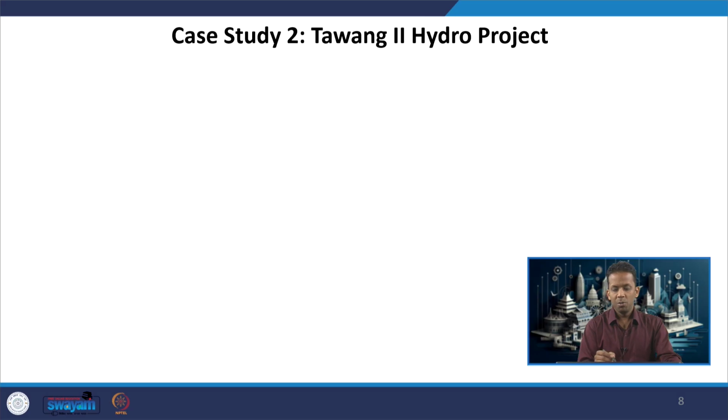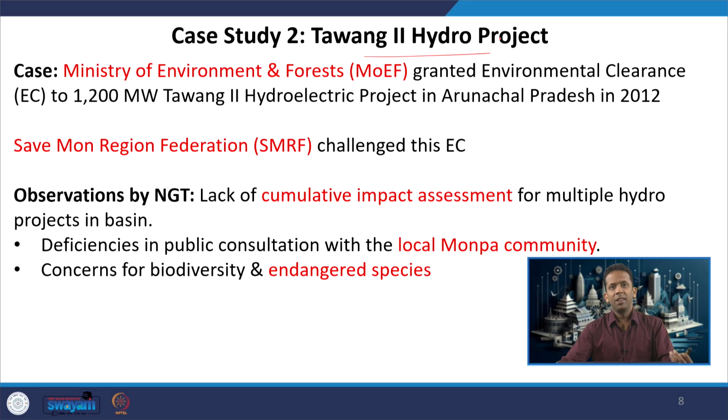So, case study 2 is about the Tawang 2 hydro project. This case was against the Ministry of Environment and Forest, which before 2014 was called MOEF. It was renamed MOEFCC in 2014. So, what happened? The Ministry had granted environmental clearance to this hydropower project, which was of 1200 megawatt, in Arunachal Pradesh, Tawang 2 region, and there was a local federation, the Save Mon Region Federation, SMRF, which challenged this environmental clearance.